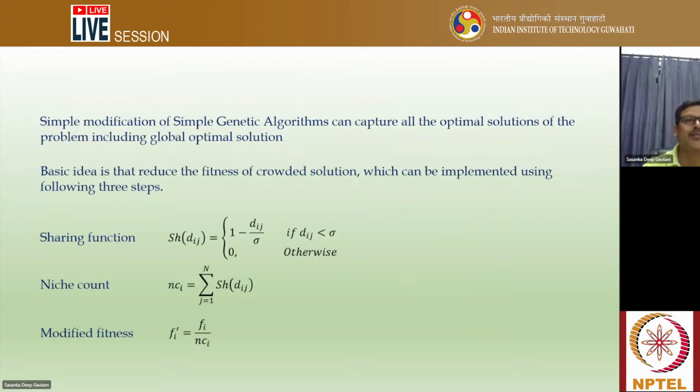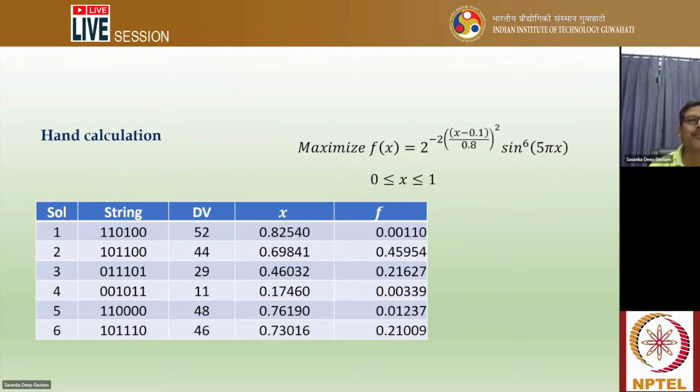Let me explain that one. I actually used this Dij when I discussed the sharing function concept. This is the sharing function concept, and Dij is the distance between two solutions. If Dij is less than sigma, where sigma is a user defined parameter, then the value is calculated as 1 minus Dij by sigma, otherwise it will be equal to 0. I am not explaining this part now, because the question is how to calculate Dij. So let me explain that one. Now this is the example problem I have considered.